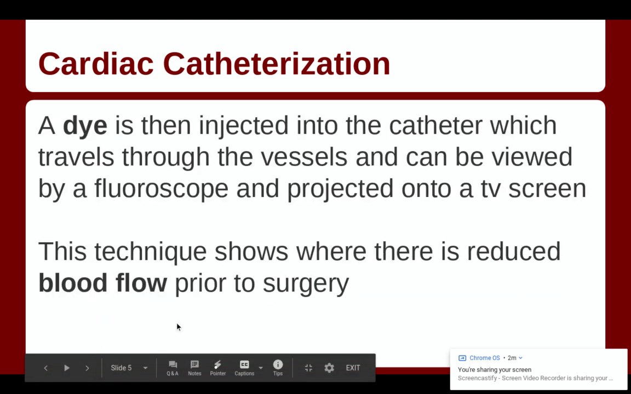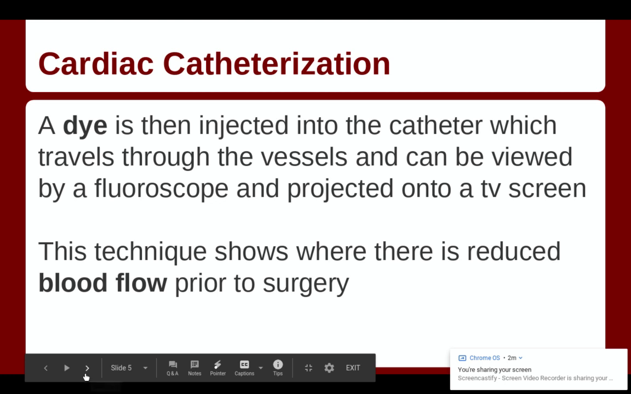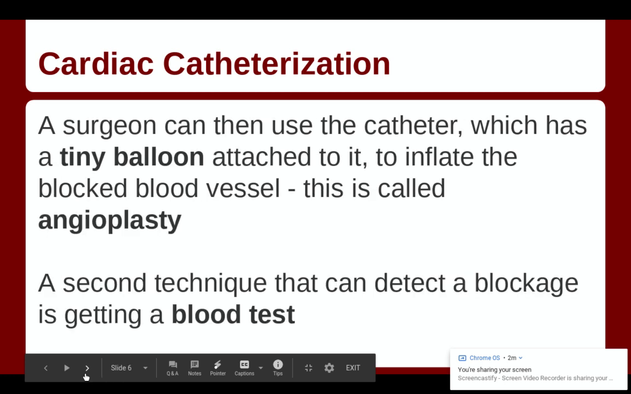Okay, a dye is then injected into the catheter, which travels through all the vessels and can be viewed by a fluoroscope and projected onto a TV screen. Basically, it's highlighting the blood, so you can see it on the TV screen and how it moves throughout the body. This technique shows where there's reduced blood flow prior to surgery, so the surgeons know where to go in and fix.